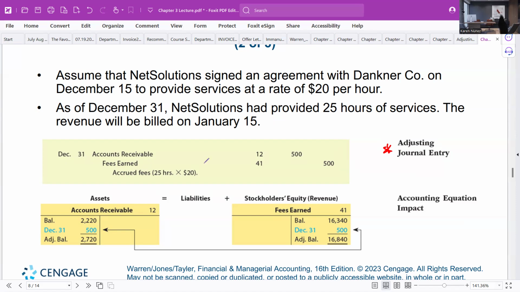Debit accounts receivable, credit the fees earned account because we've performed services, 25 hours worth of services at $20 an hour. That's what we've earned. And now the accounts are being brought up to date with the adjusting entry. So we debit the receivable and we credit fees earned. That's our adjusting entry for accrued revenue. We are accruing, recognizing revenue that we've earned, haven't received it yet. That's why it's in a receivable, because we haven't received it yet. We don't have the cash, but this is accrual basis accounting. So we are accruing for the revenue.